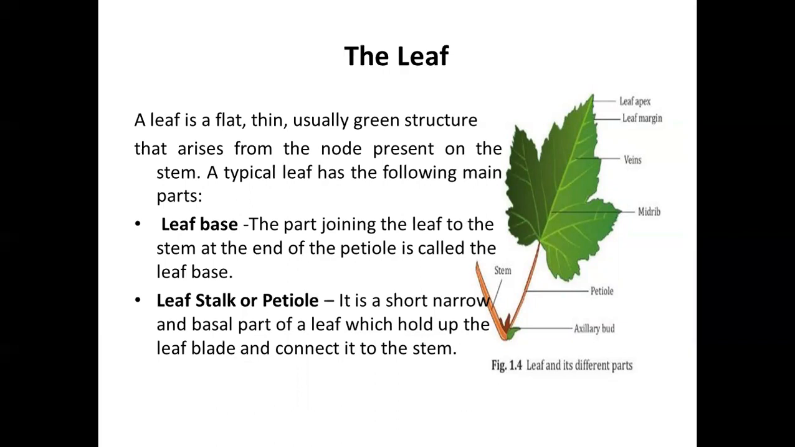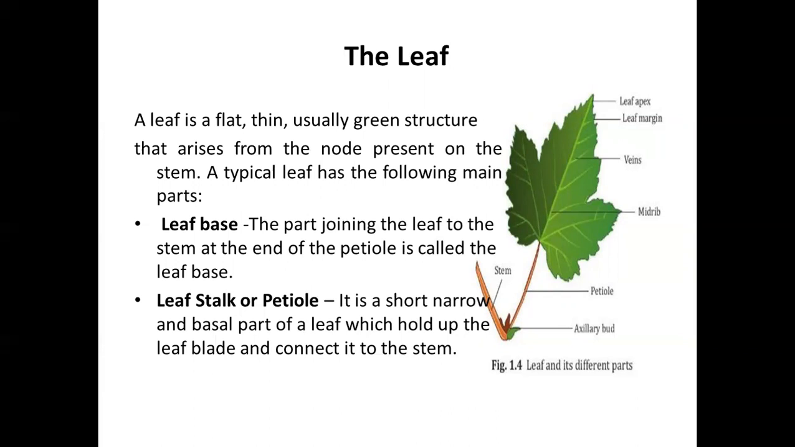One by one, the stem is there, and from below we can see the axillary bud. From the axillary bud, the petiole starts to grow. In the middle of the leaf, we can see the midrib and veins, and the leaf margin is also there, and at the tip of the leaf we can see the leaf apex. So these are the main parts of the leaf.